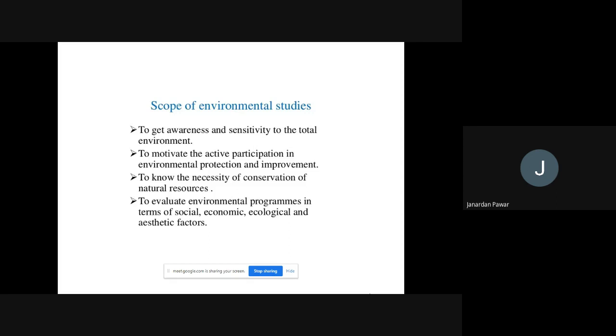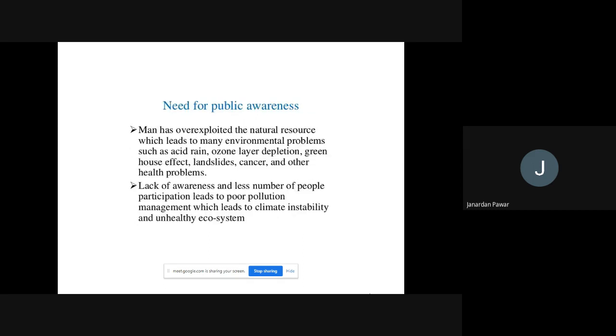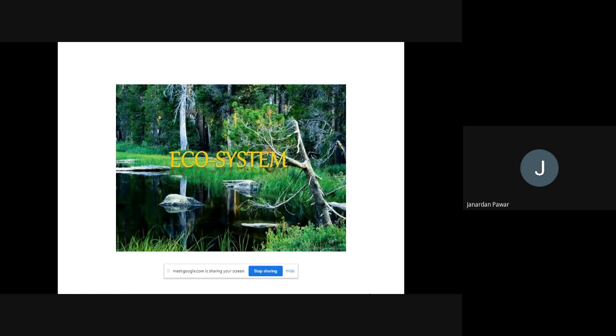Okay, so we are talking about the scope of environmental studies. What sort of environmental studies are there, or what sort of scope for environmental studies is there, that we can understand from looking at these points. To get awareness and sensitivity to the local environment, already we have seen, we are going to skip this for a while. Then why this environmental education is required for you all, that we have seen. Now this one is the most important aspect that we need to discuss.